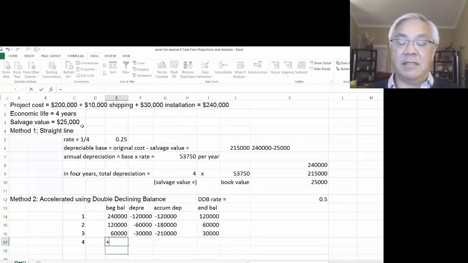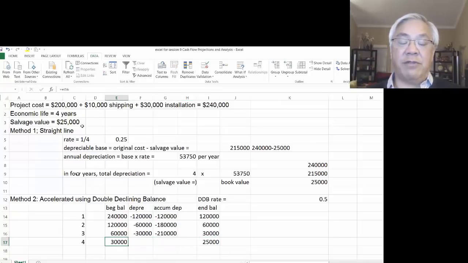Beginning balance is ending balance from the prior year. And here's where it gets tricky. And I'd say many people get this wrong. Not most, I hope, but many. We need the ending balance to be equal to the salvage value. So this must equal $25,000. So we're gonna plug it. It's not very graceful. We're gonna plug it.